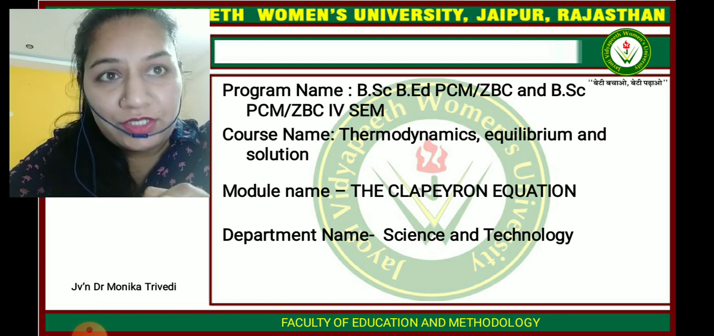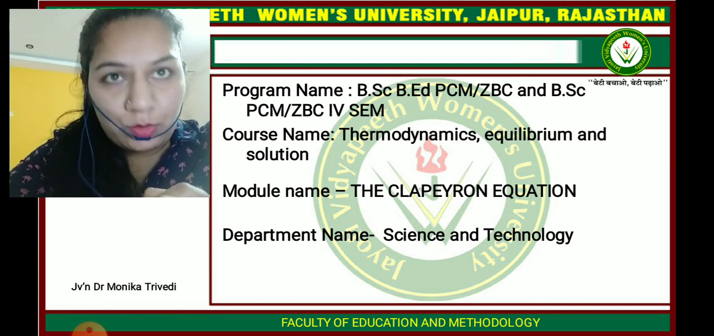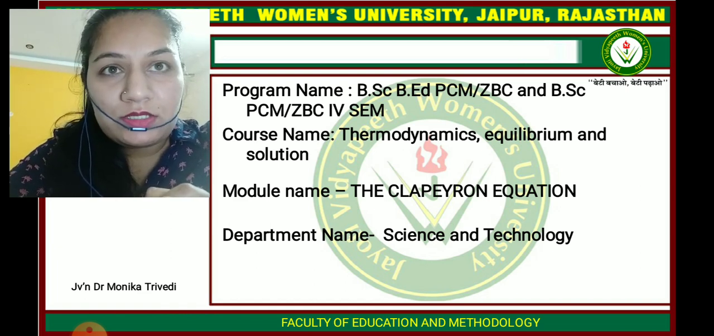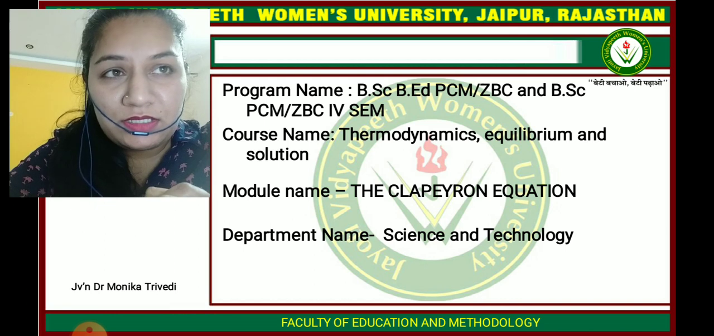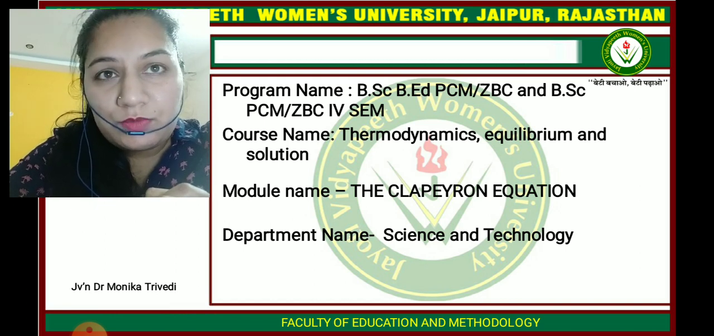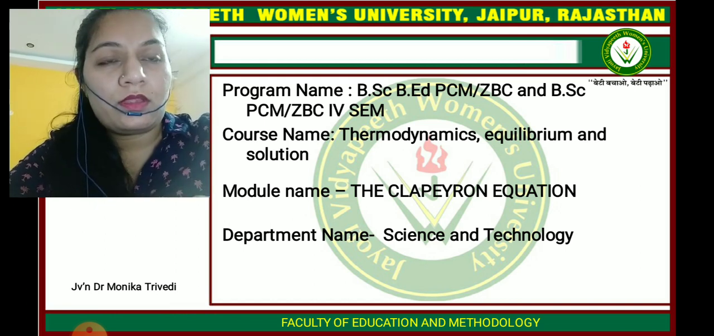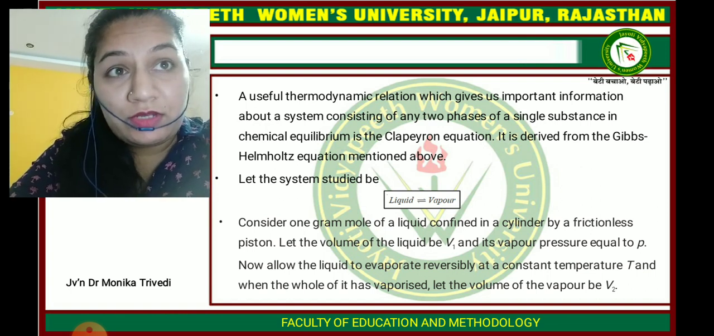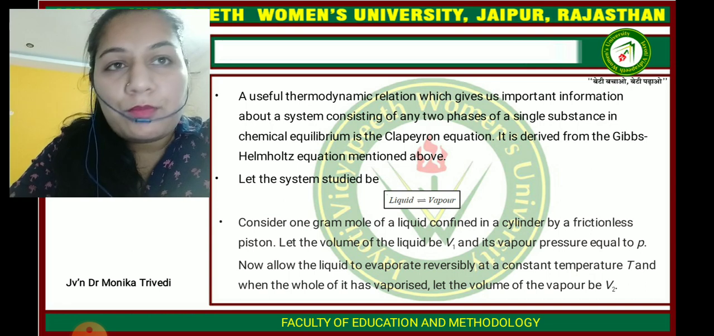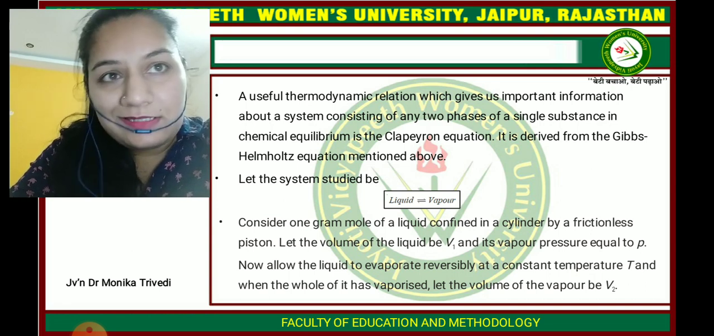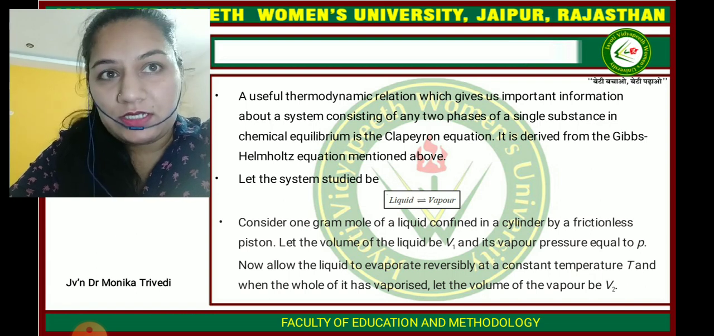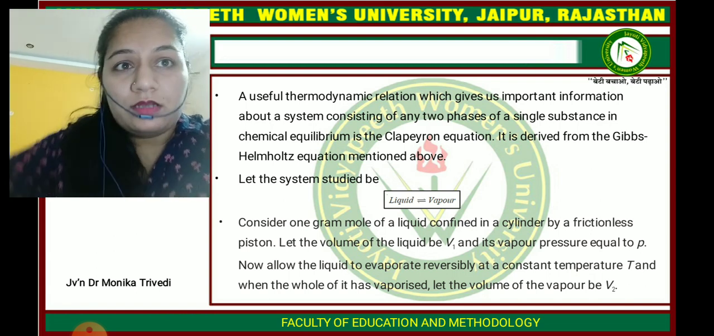Today I am going to teach you about the Clapeyron equation. This topic belongs to thermodynamics, equilibrium and solution of BSc, B.Ed, PCM, ZBC and BSc, PCM, ZBC 4th semester. So this is a useful thermodynamic relationship which gives important information about the system consisting of two phases of a single substance in a chemical equilibrium.